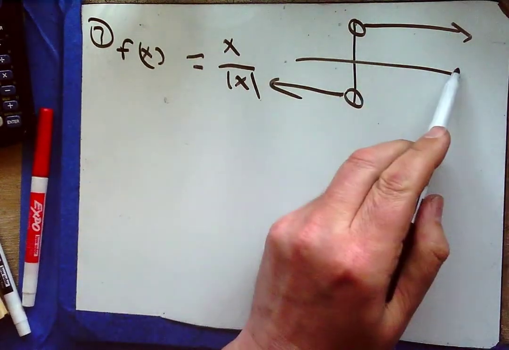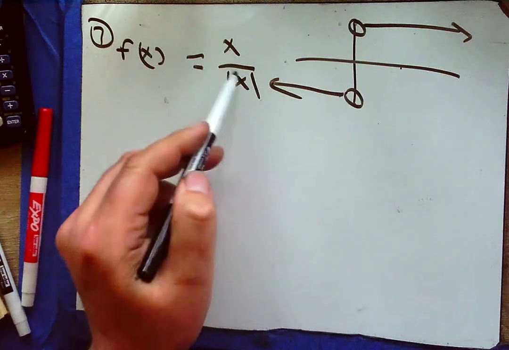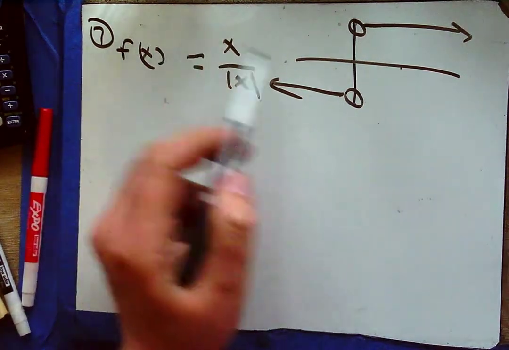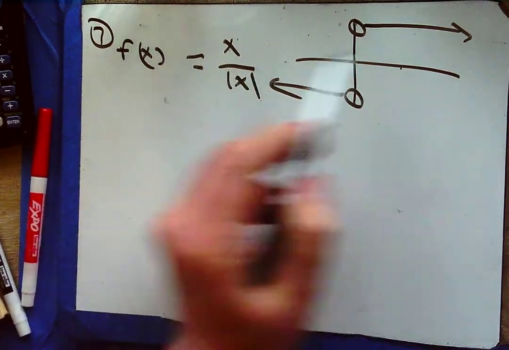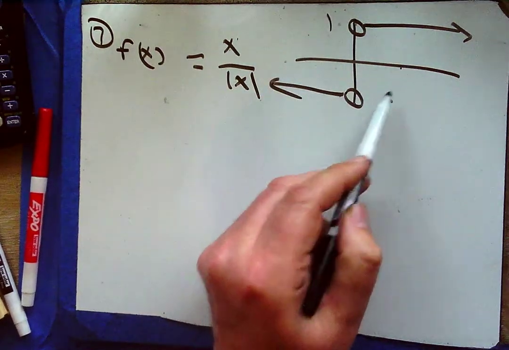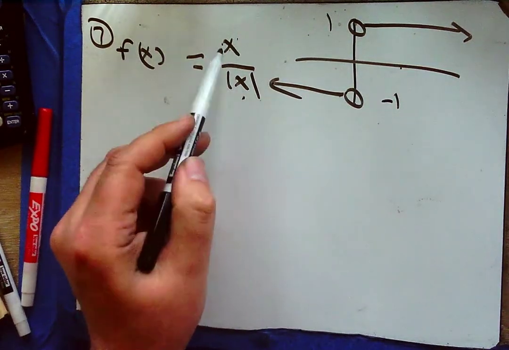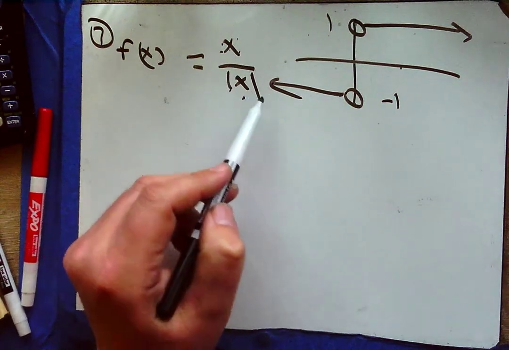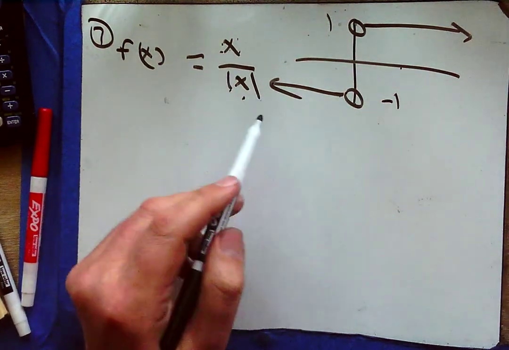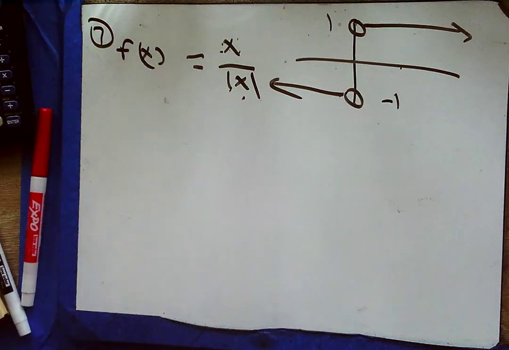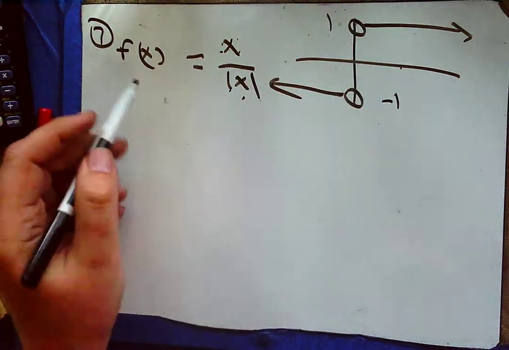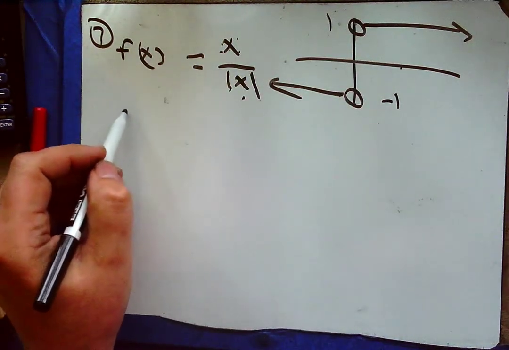As I plug in positive numbers, like 5, 5 over absolute 5 is 1. 6 over absolute 6 is 1. So we're always 1 over here. But if we go in the other direction, if we put in negative 3, we have negative 3 over the absolute value of negative 3, which is 3. Negative 3 divided by 3 is negative 1. So here, I definitely see a discontinuity.